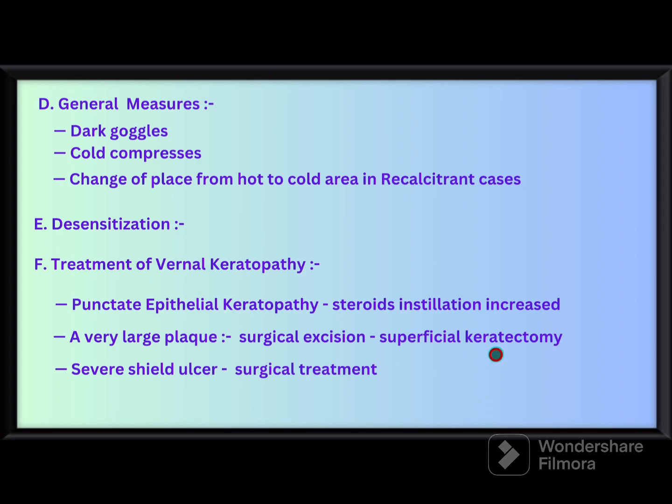Okay, superficial keratectomy. If the shield ulcer is very severe, then you will go for surgical treatment, because a severe shield ulcer represents resistance to medical therapy. So you can do debridement, superficial keratectomy, excimer laser, therapeutic keratotomy, as well as amniotic membrane transplantation to enhance reepithelialization. So this is all about vernal keratoconjunctivitis.